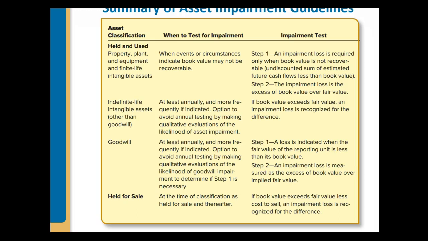Last, those that are held for sale, those assets, we no longer depreciate because it's probable we're going to be selling them in the current period. If book value exceeds fair value, less the cost to sell, an impairment loss is recognized for the difference.